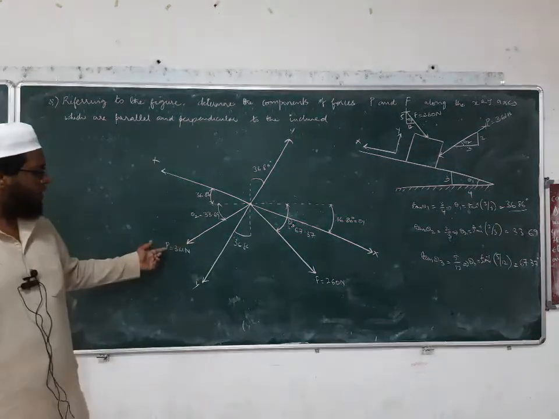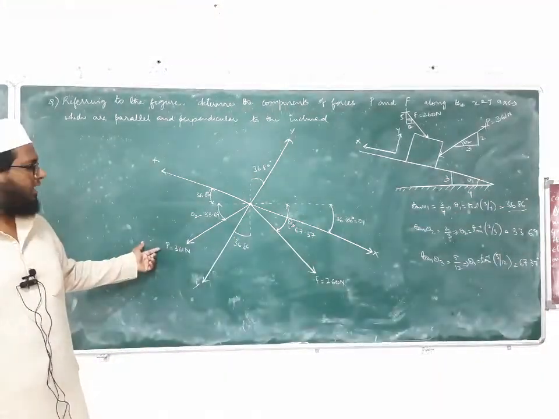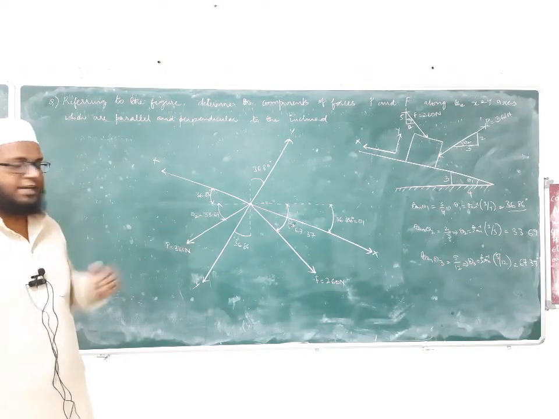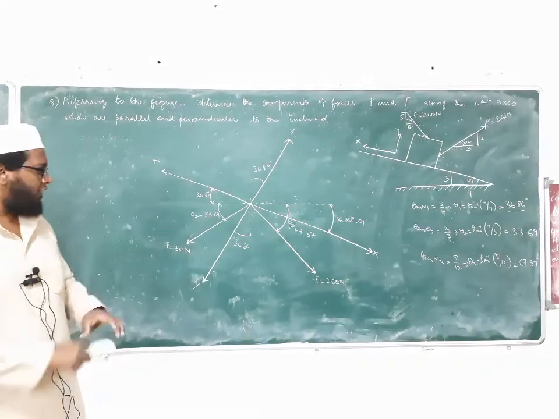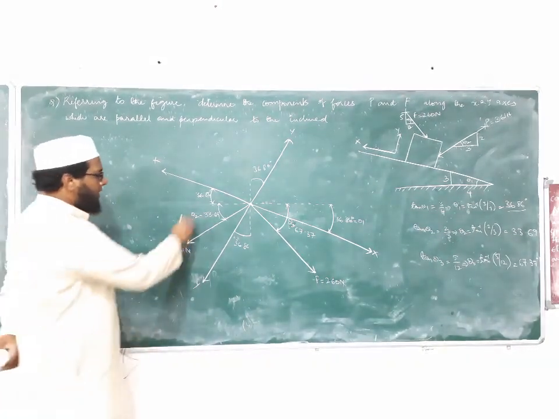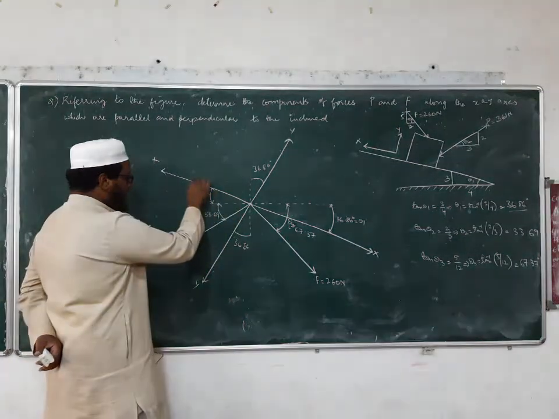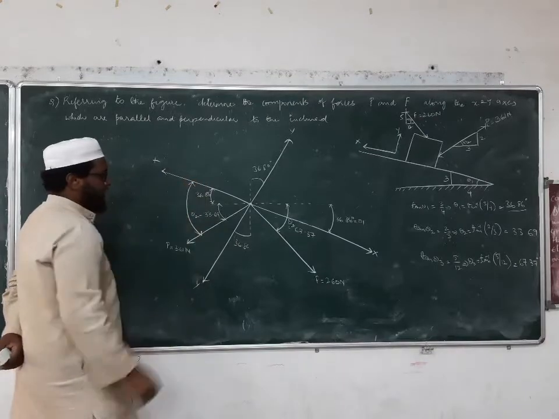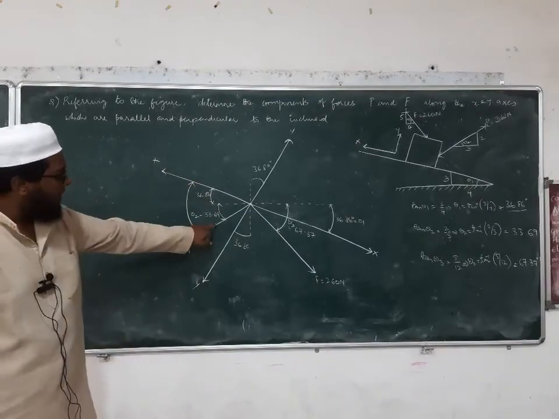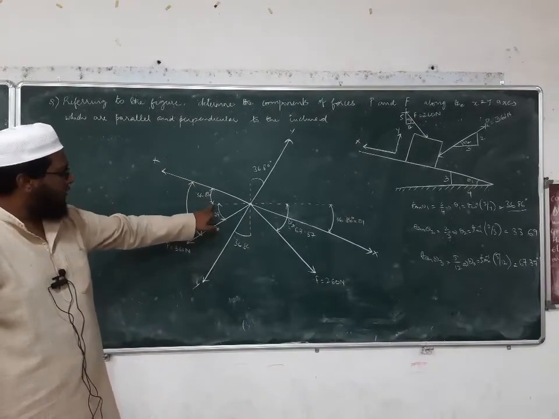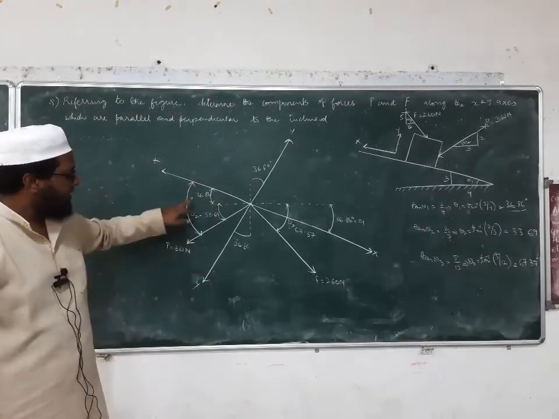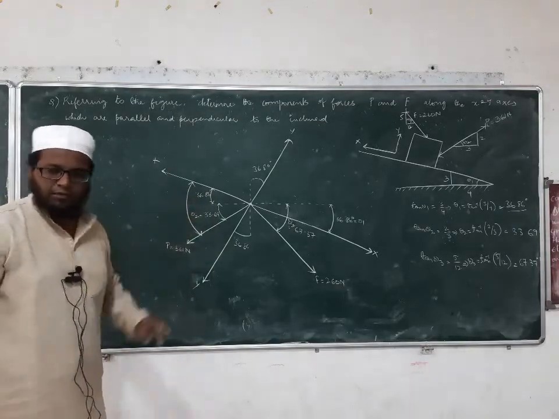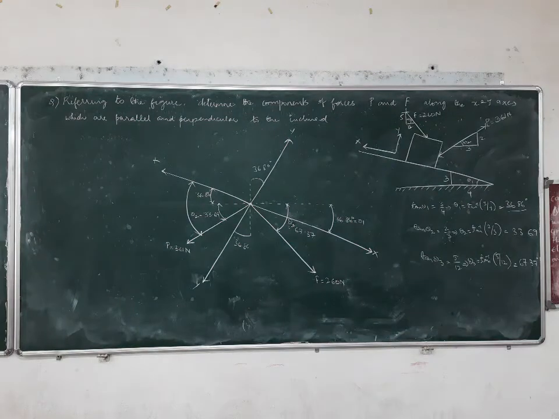Whereas our force P, which is equal to 361 newtons, is acting in which quadrant now? It is acting in third quadrant. So now what will be the total angle? The total angle will be from here to here, it is 33.69, and from here to here it is 36.86. If you add up, you will get somewhere 70.56, I guess.